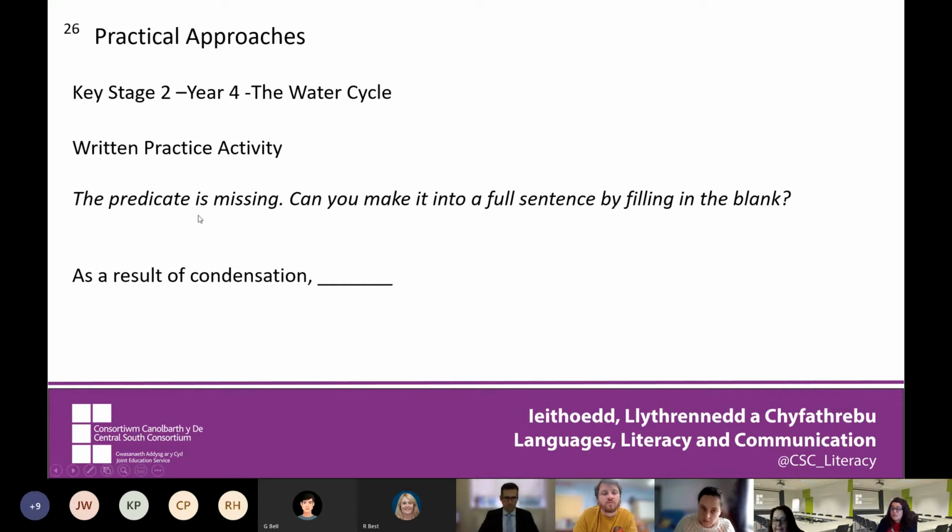Here, you're teaching them the rules of subordination. So you've got, as a result of condensation, so you've got that subordinate clause, whilst also teaching them the cause and effect in the water cycle, and you're also teaching them how to sequence ideas.